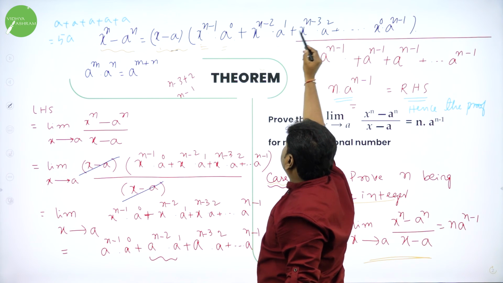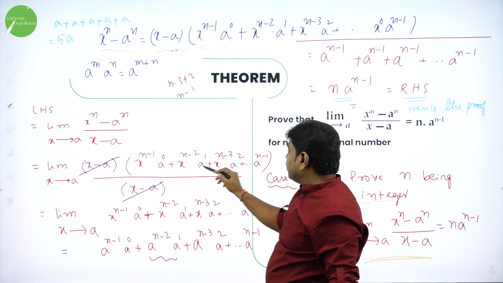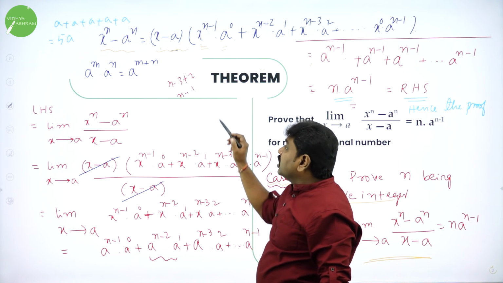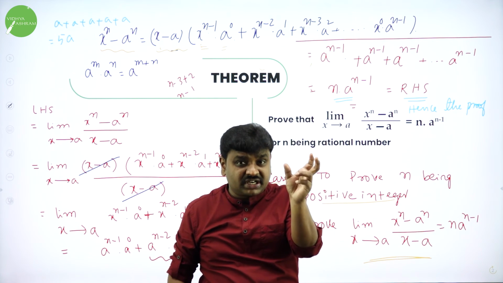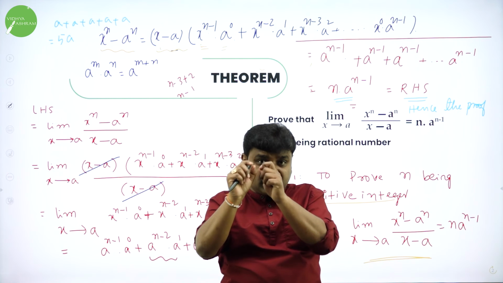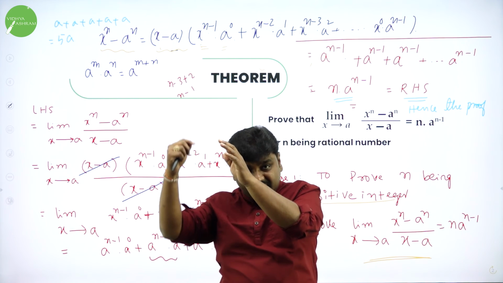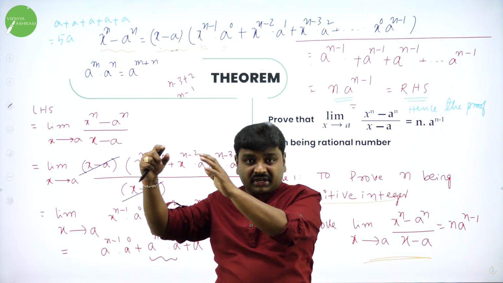A power 0, a power 1, a power increases. So this binomial expansion you should remember. x power n minus a power n can be written as x minus a into, starting from x power n minus 1, a power 0. x power decreases by 1, a power increases by 1 in each term.